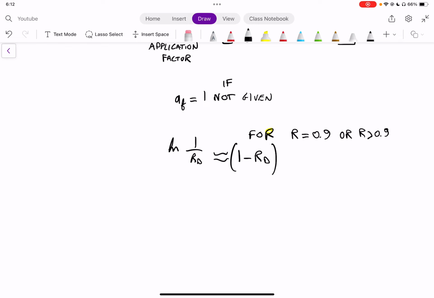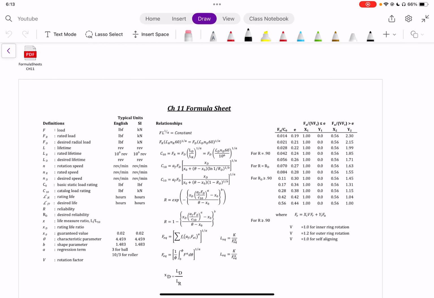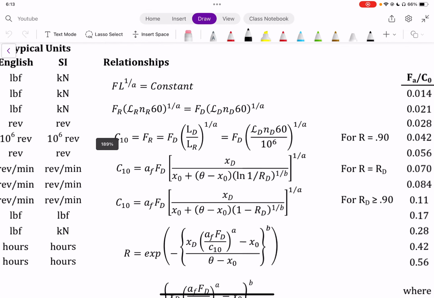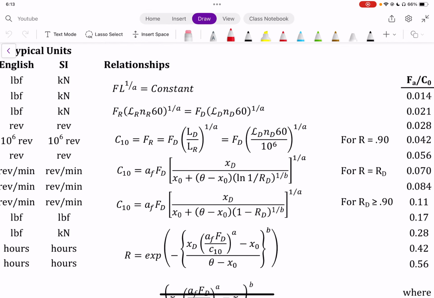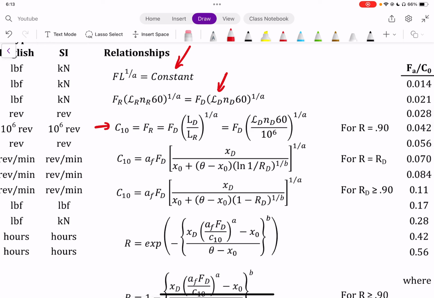And now what we're going to do is look at our formula sheet and see where all these equations are located, so that we can then go into the next video and start solving real problems. Okay, so if we go to our Module 3 formula sheet, you'll see that in the middle here we have the first relation that we developed. Then this is a conversion between life in hours and RPM to a life in revolutions. Okay, and we have this conversion right here as well.